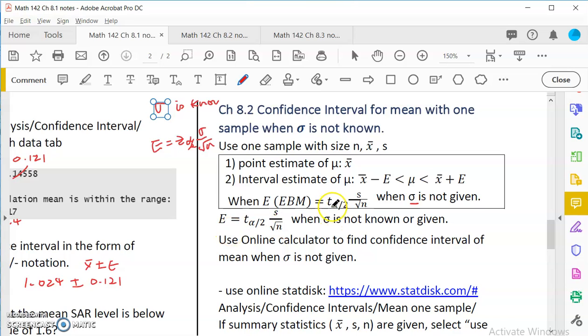And the formula is t alpha over 2, just as if it is z, but it's now t alpha over 2. And instead of doing sigma over square root n, we just use the sample standard deviation s over square root n. So remember, do not use sigma over square root n and times t, or do not use z alpha over 2 and s. They cannot be mixed together. If you're using s over square root n as the tick mark for describing the distribution of x bar, you have to pair it with a t distribution.